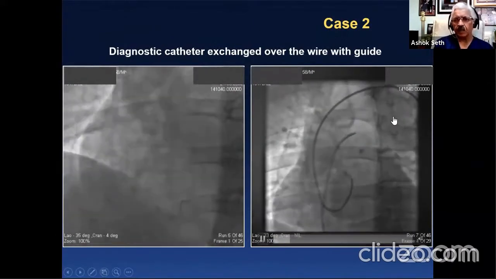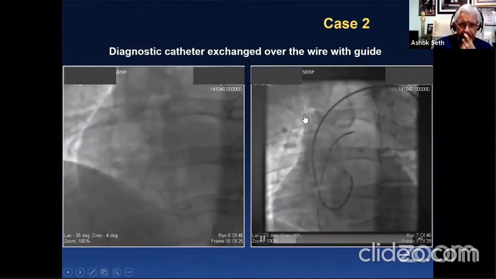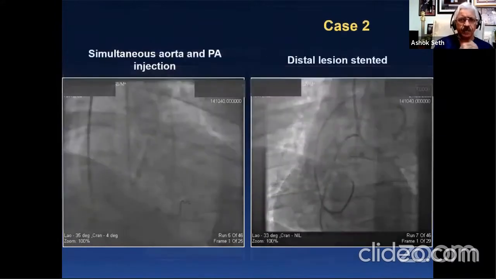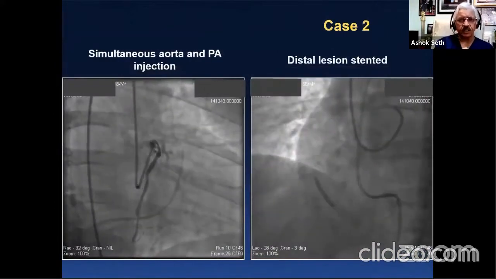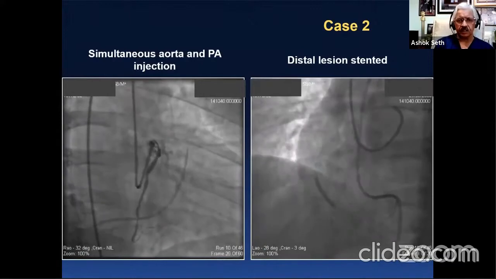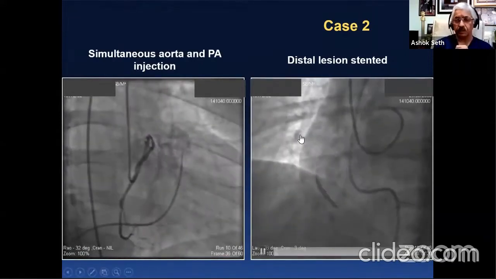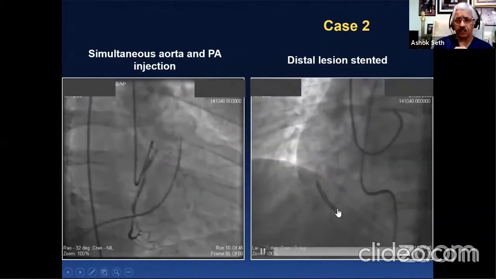Here the diagnostic is exchanged with a guide catheter. Let's see, the guide catheter comes through, yes. And here it is, the guide catheter now fits in. You can see that simultaneous injection in the pulmonary artery and the aorta show that it is an interarterial, maybe an intramural course. The distal lesion is stented.